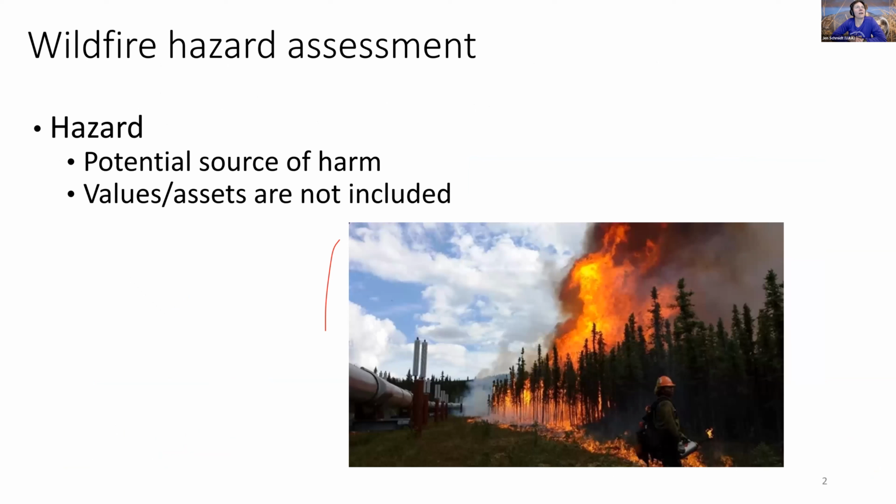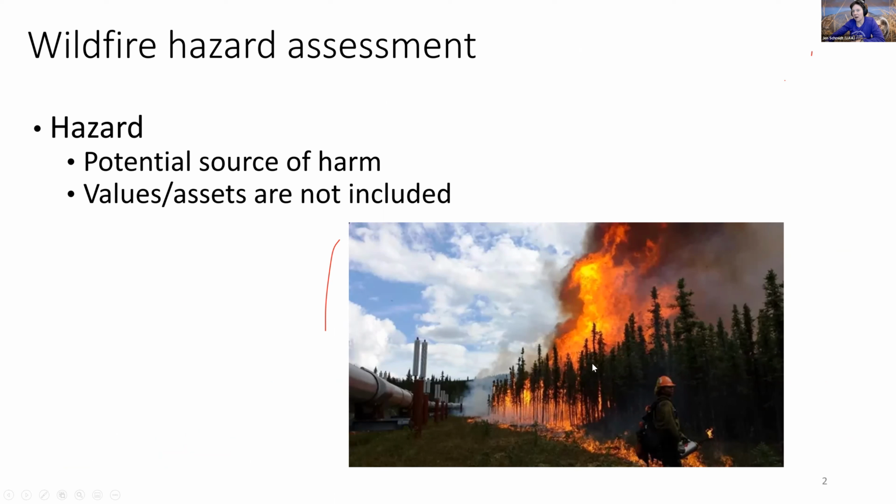All right, wildfire hazard assessment. What do we mean by hazard? By hazard, we mean a potential source of harm. So we're talking about the harm itself. The maps do not include values or assets, so where people live or where houses are, or say power lines. In this picture, you can see the pipeline, which is a highly valued asset, which would not be included in the maps that I'll show you.